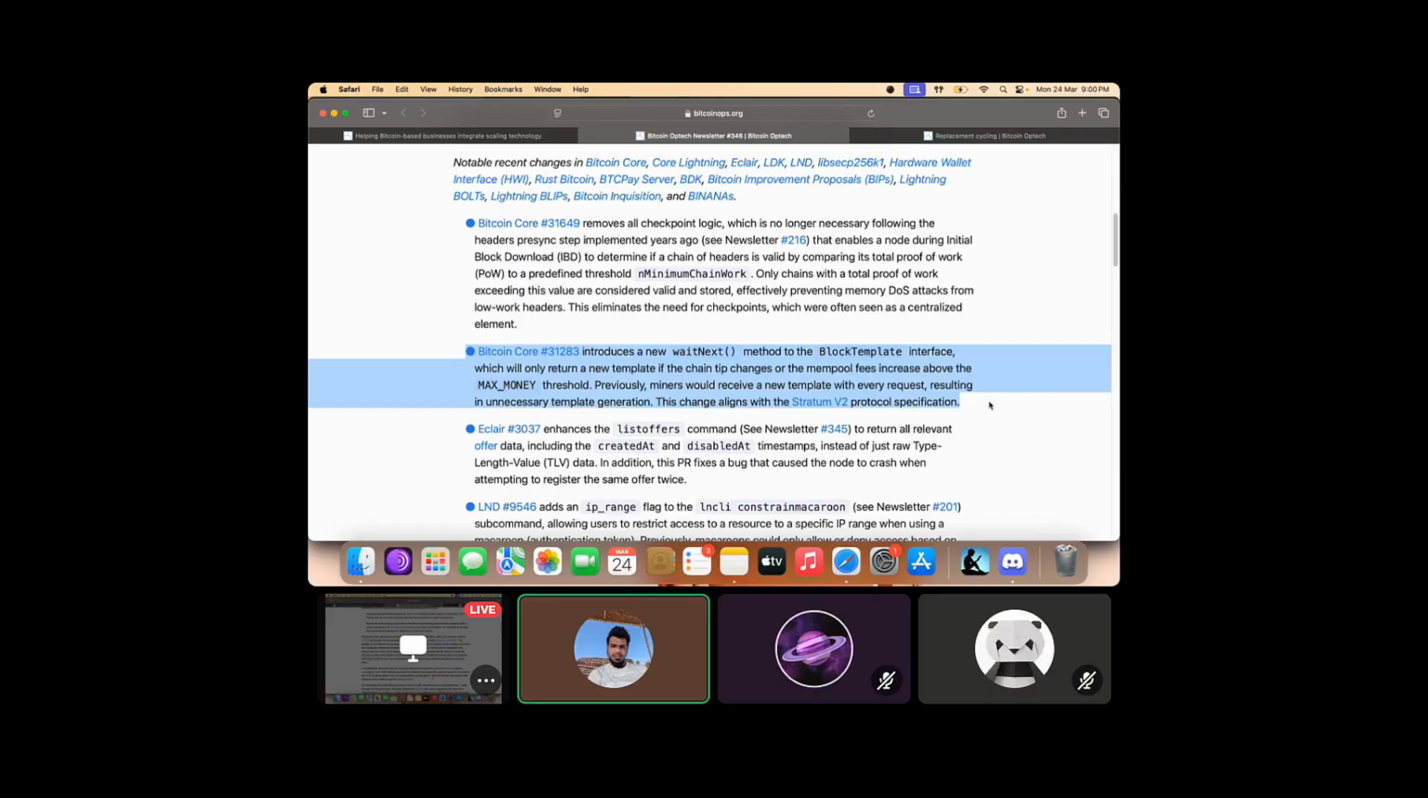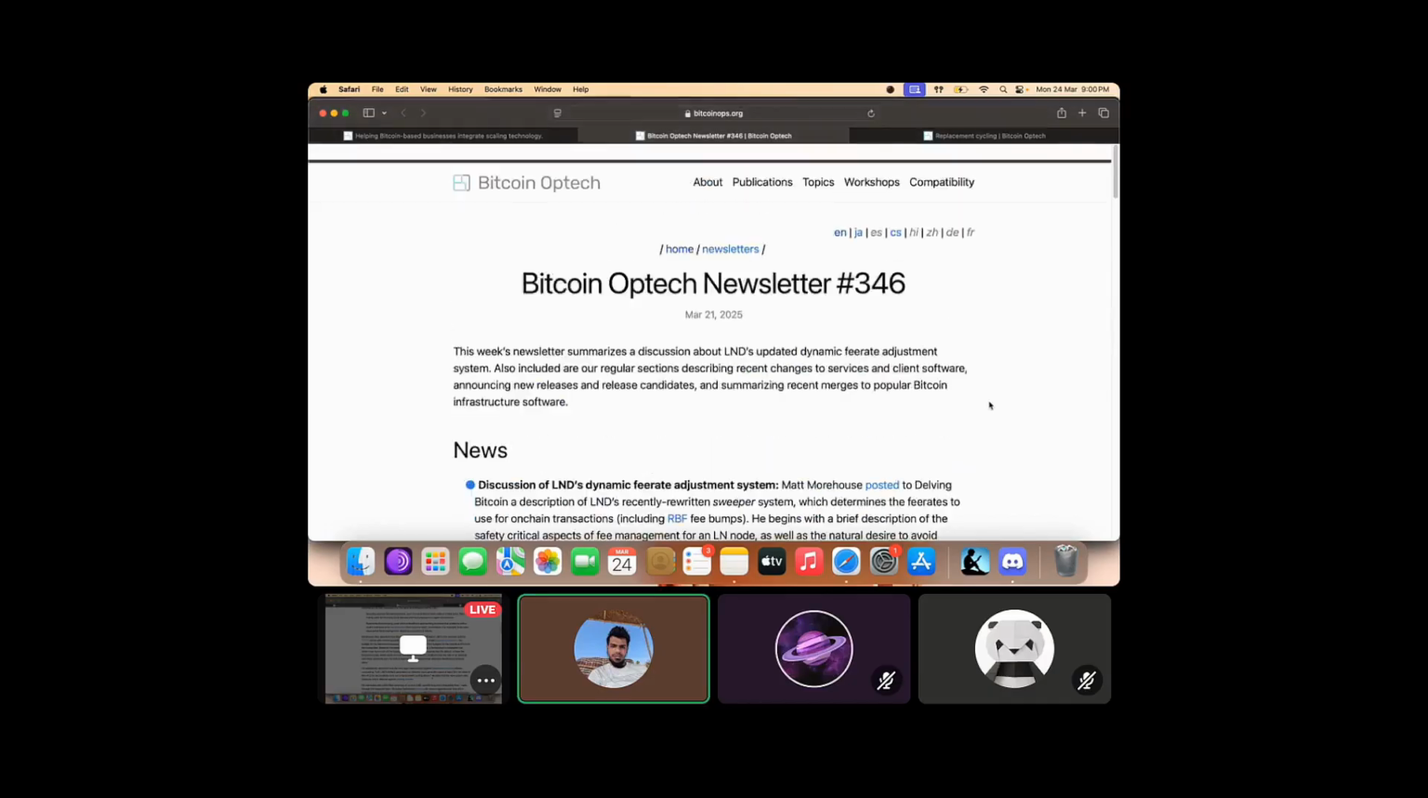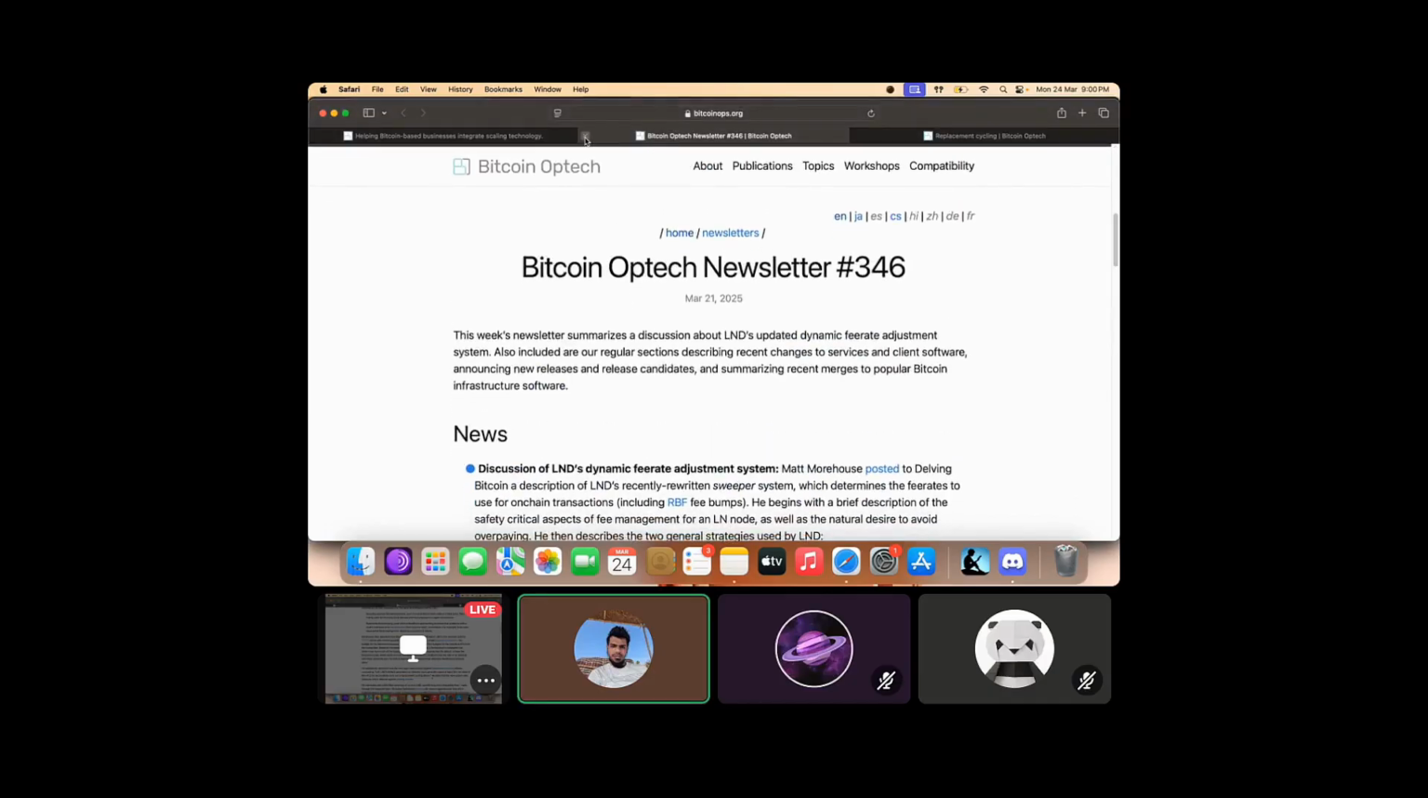A, when a new block is found and the active chain tip moves forward. B, when the fee rate increases such that it surpasses the max money variable. Only in these situations, your miner will be fed with a new template by your node if you're creating your own templates, right? With that, we're done with newsletter 346 in 5 minutes.